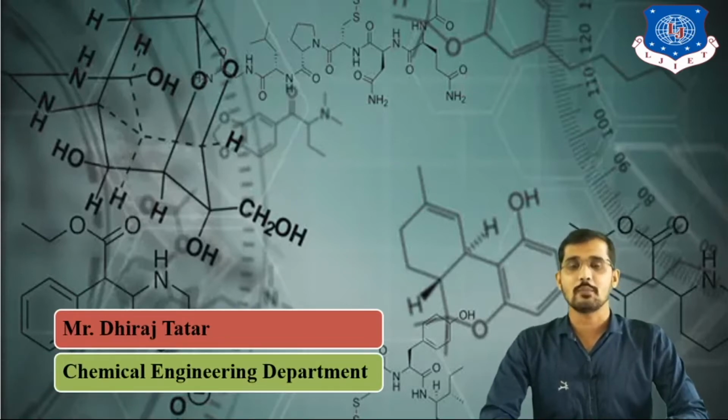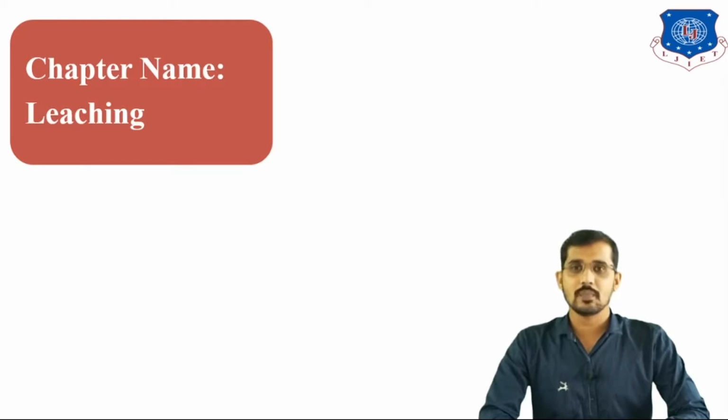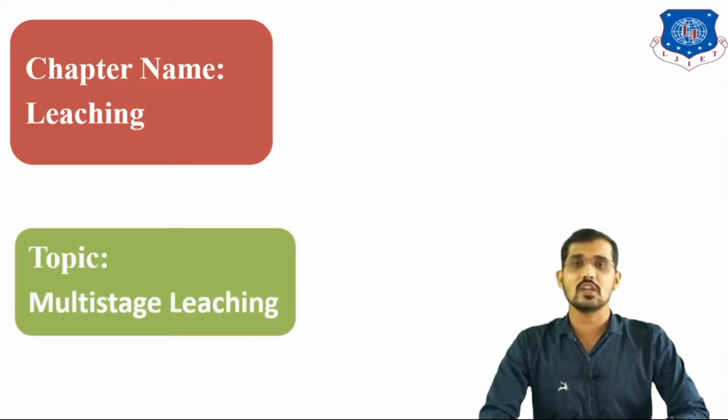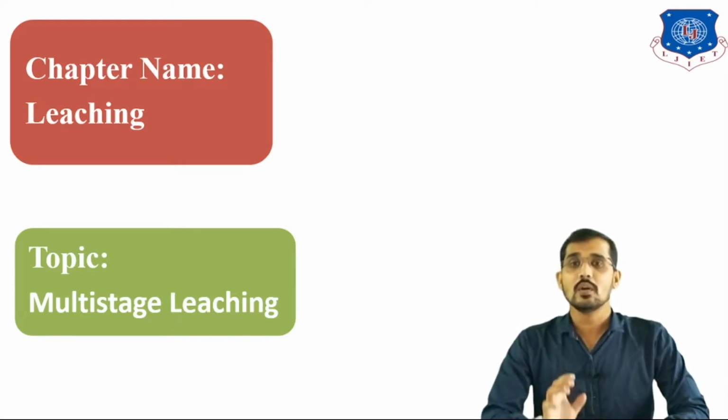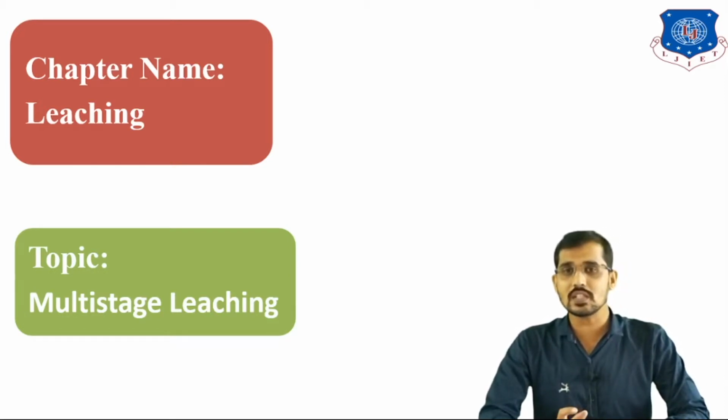In this lecture, I am going to start a new topic of Mass Transfer Operation 1. So let's start. The chapter name is leaching and the topic is multi-stage leaching. We know that in leaching, we are extracting one of the components from the solid by using a liquid. In the previous lecture, I told you about single stage leaching. After that, I explained the material balance for single stage leaching. Now in this lecture, we are going to discuss the material balance for multi-stage leaching.